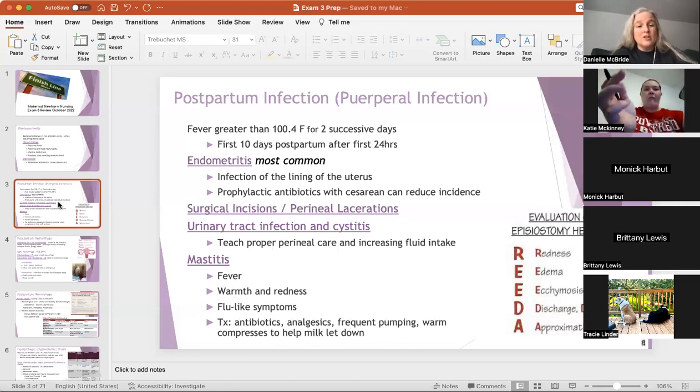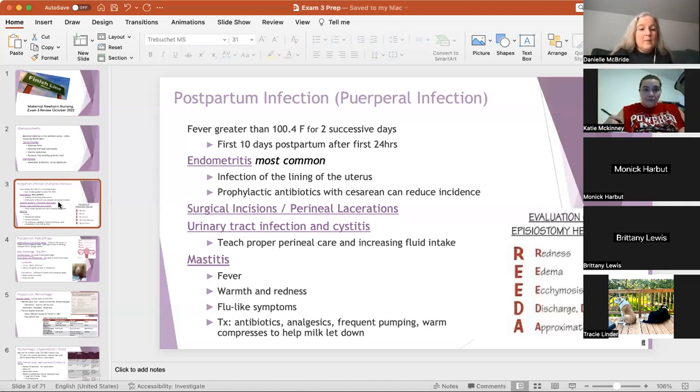Other postpartum infections besides endometritis, which is our most common one, what are some others that we are watching for, assessing for? UTIs. UTIs, yep, absolutely. What are some things that we can teach mom to do to help minimize her UTI risk? Fluid increase and voiding as much as possible. Good, right. Keep emptying the bladder. Also good pericare. All right, keeping that area clean, using her peri bottle, changing her pad frequently, but definitely that increase in fluid to help keep that bladder flushed out is a good idea.